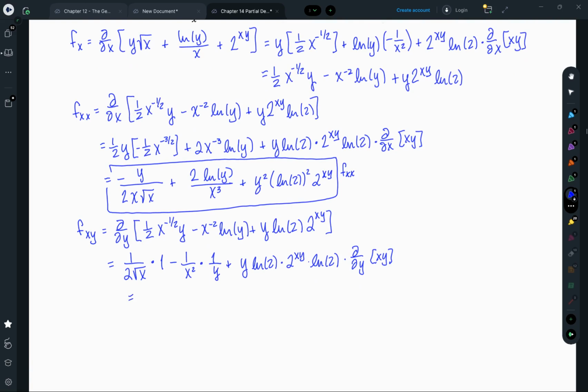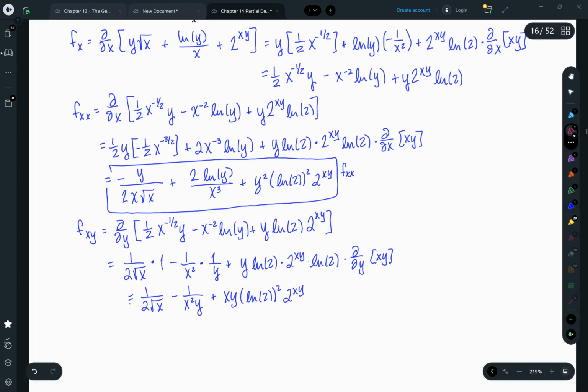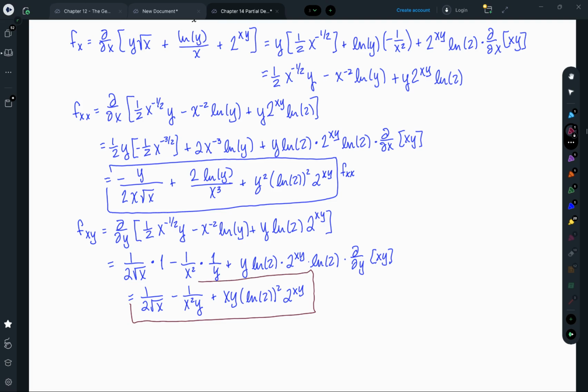When I rewrite this, I get 1 over 2 square root of x minus 1 over x squared y plus, and then this looks like the del y of xy gives me an x, so I get plus xy ln of 2, I have 2 of those, so I'll square it, times 2 to the xy. And this is my f sub xy. Okay, so now we have f sub xx, we have f sub xy.